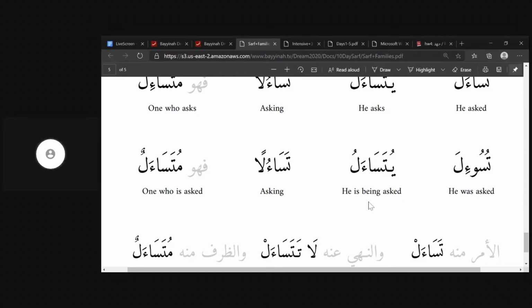Now, present tense is something that's happening currently, but we still don't know who the doer is. So yutasa'alu means he is being asked right now. As we speak, he's being asked, but we don't know who he's being asked by. And then mutasa'alun is an ism that represents the person that is asked. So for example, if I asked you a question, then I can now call you a mutasa'al because you were asked a question.